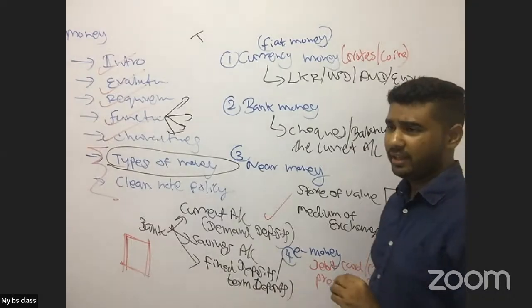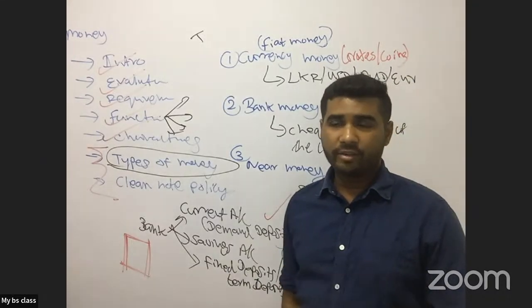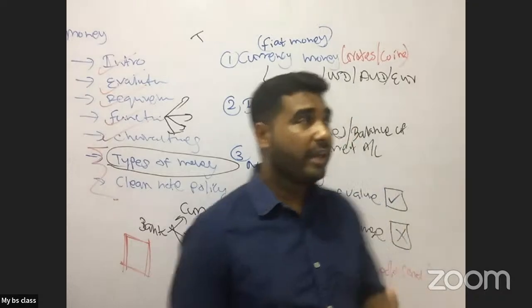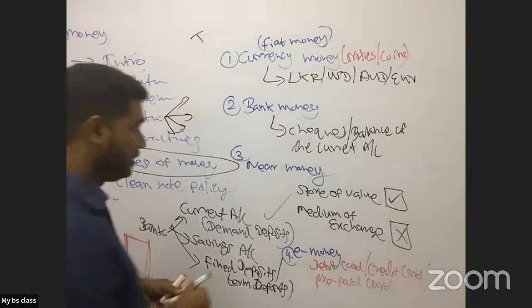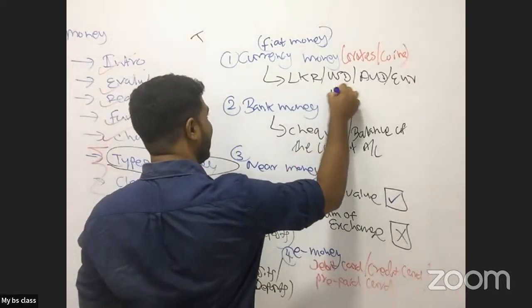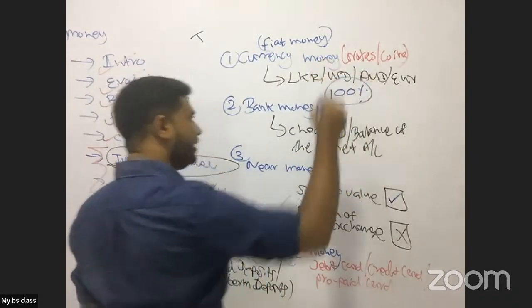So liquidity is how quickly you can convert an asset to cash. So here currency is already a form of cash, so then you don't have to convert. So then I would say 100% liquidity.